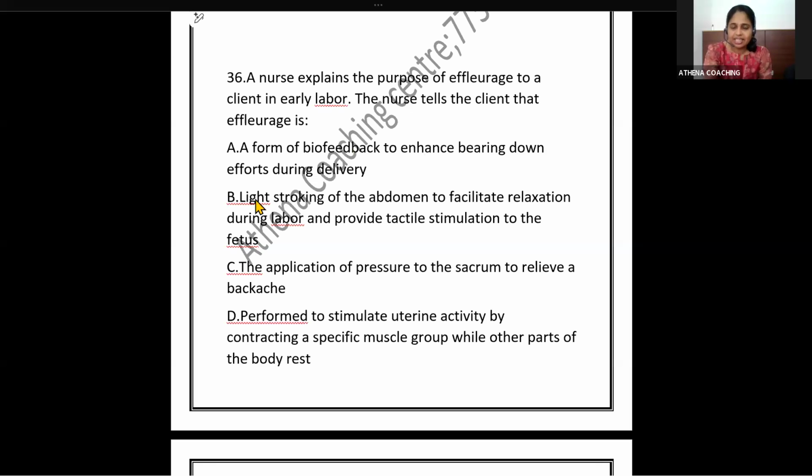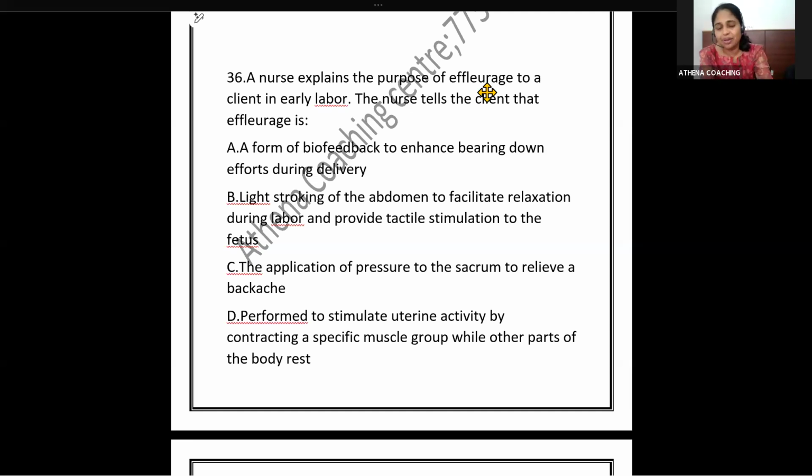Next question, please read this. The nurse explains the purpose of effleurage to a client in early labor. The nurse tells the client that effleurage is... So what is effleurage?